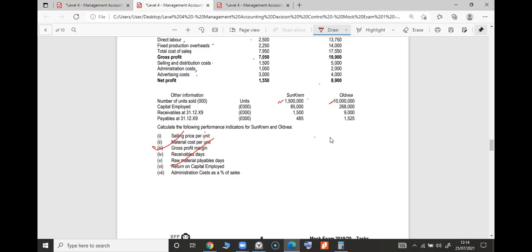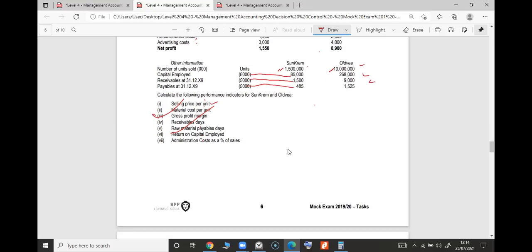5 million. So I did not add 30 in calculation. So you did a big mistake, did you not? Yeah, don't do that one. Capital employed 85, then 000. Receivables 1,500 and 000, thousands. Everything is in terms of thousands. So that's for Oldeva. You meant to do selling price per unit.